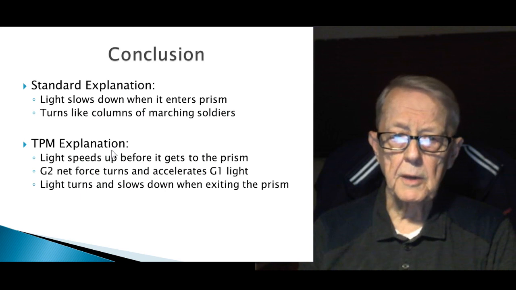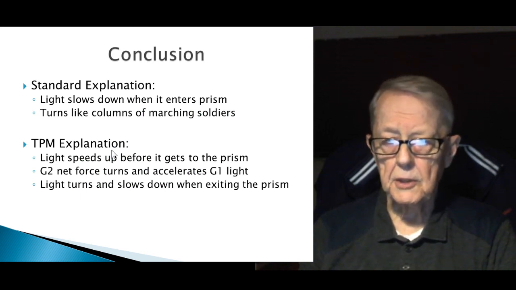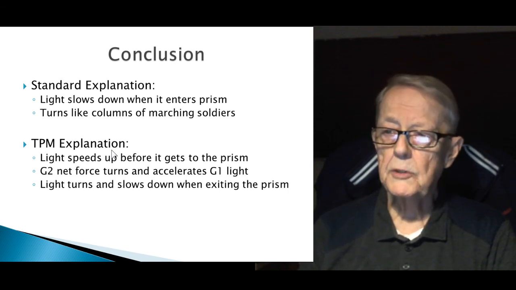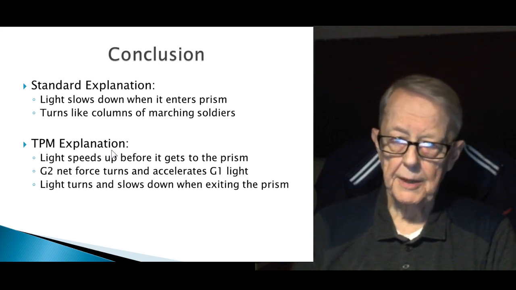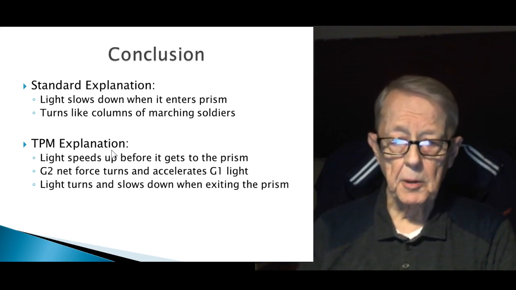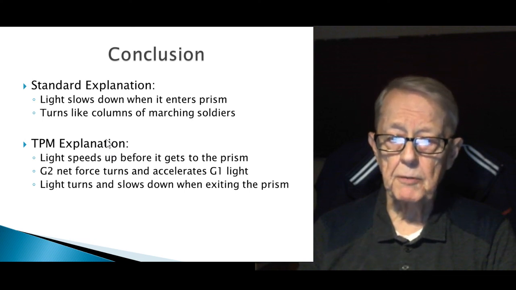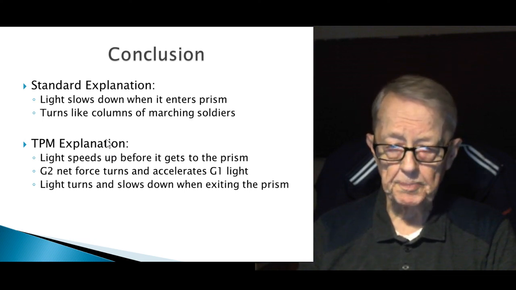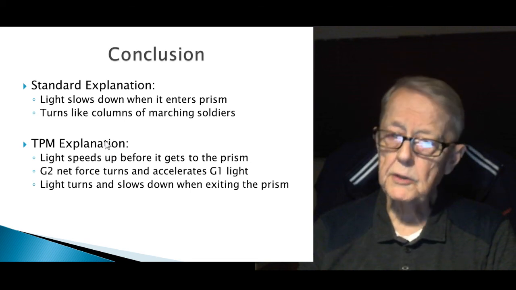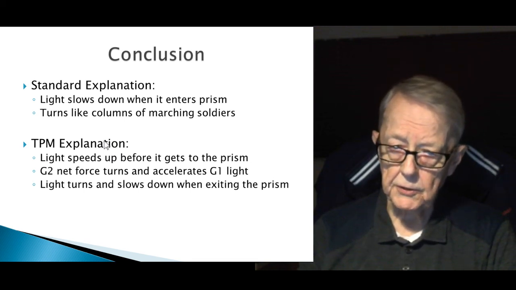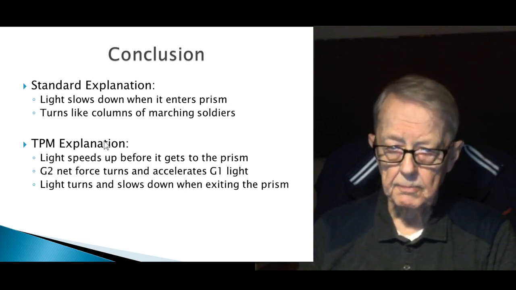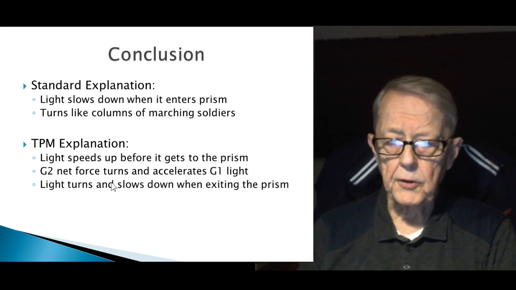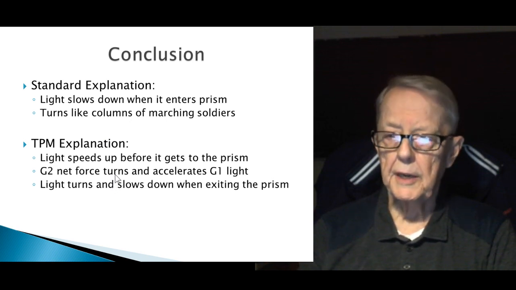So here's my conclusion. The standard explanation: light slows down when it enters the prism, and it turns like columns of marching soldiers marching from tarmac to sand. Beautiful explanation. The particle model says that light speeds up before it gets to the prism. The G2 net force turns it. One vector of the G2 force turns it, and another vector accelerates it as it goes in. Light, on the other hand, turns and slows down when exiting the prism.